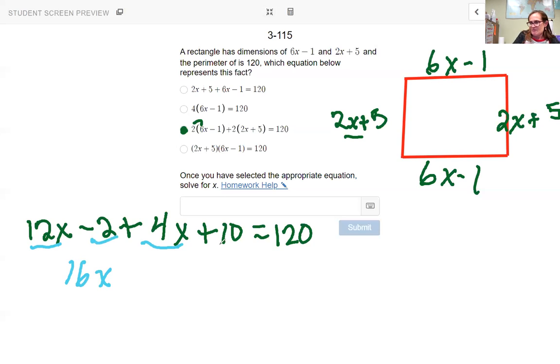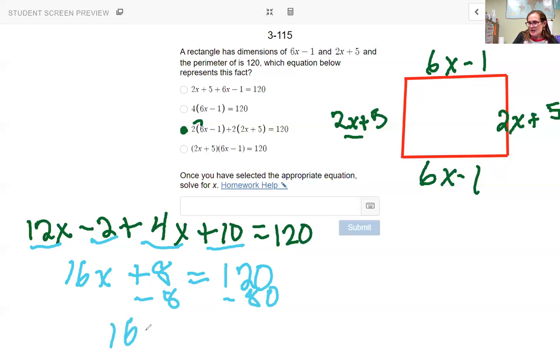Then we have -2 and 10 that we can combine. -2 plus 10 is 8, so plus 8. And that whole thing equals 120. All right, now we just need to solve for x. So I'll start off by subtracting 8 from both sides. That'll give me 16x equals 112.